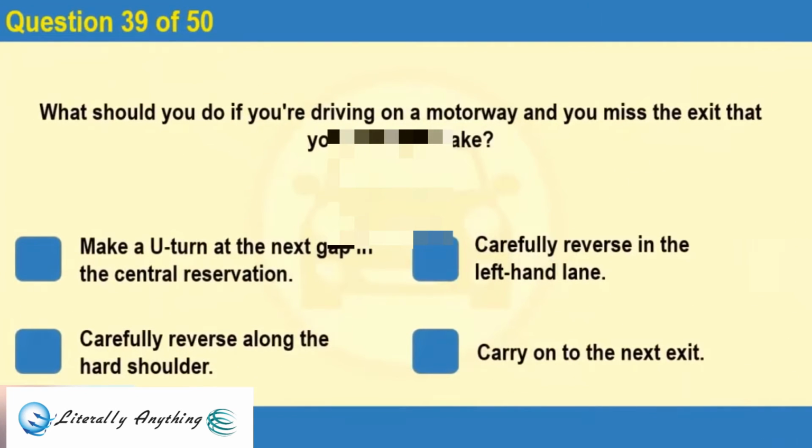What should you do if you're driving on a motorway and you miss the exit that you wanted to take? 1. Make a U-turn at the next gap in the central reservation. 2. Carefully reverse in the left-hand lane. 3. Carefully reverse along the hard shoulder. 4. Carry on to the next exit.